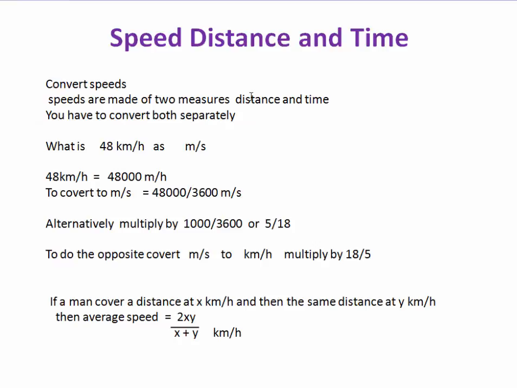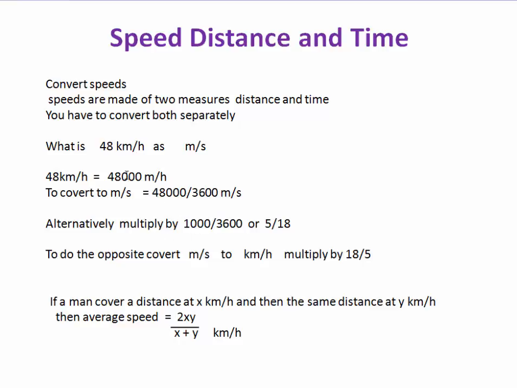Speeds are made of two measures, distance and time, and we have to convert both separately. So we've got 48 kilometers per hour, and we want to make that into meters per second rather. To make that into meters, we multiply by 1,000, so that makes it 48,000 meters per hour. So then we have to convert the hours into seconds, so there's 3,600 seconds in an hour. So we divide and we get the answer.